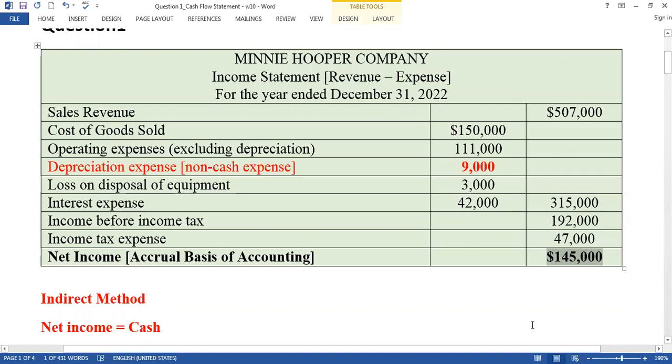Do you understand? You record 9,000 here as expense, and it is non-cash expense. Because of this expense, your net income decreases. But as it is non-cash, cash does not decrease. So what should we do? If you want to make it equal with cash, you have to add back this money to the net income.